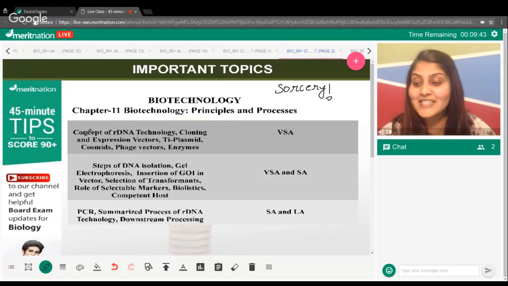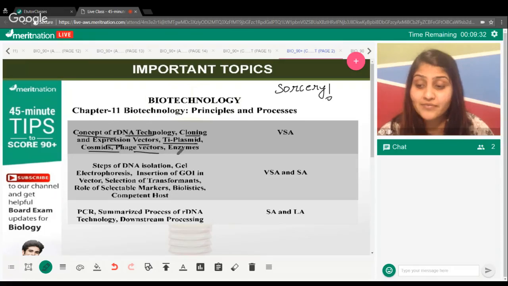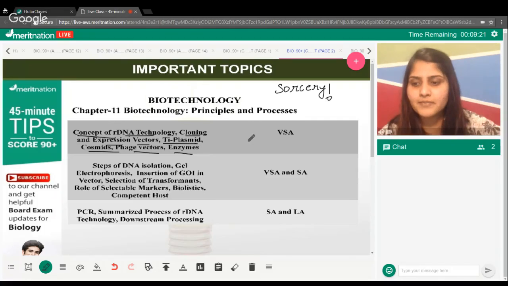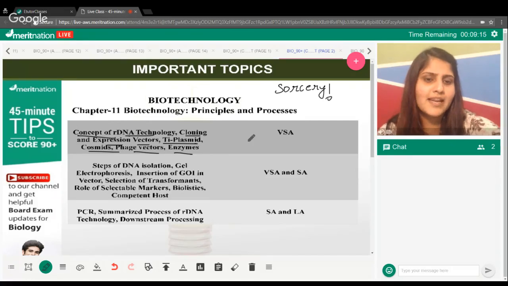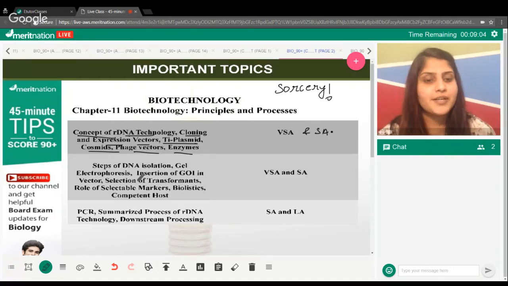So you need to understand the concepts of rDNA technology in here. You should know about the cloning and expression vectors. You should know about the Ti plasmid, cosmids, phage vectors, and the enzymes involved in this particular technology. How to remember names like Streptococcus? If you ask me seriously, keep these names for your friends if they don't mind. If you have four friends, make somebody call them, hey, Streptococcus, how are you doing? Agrobacterium, don't mind. So you'll remember that. You can expect very short answers as well as short answers from this particular topic.